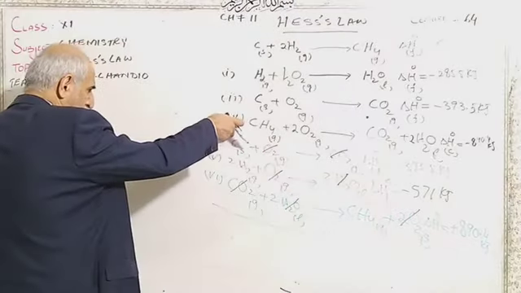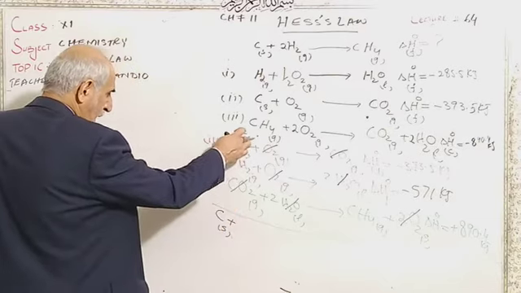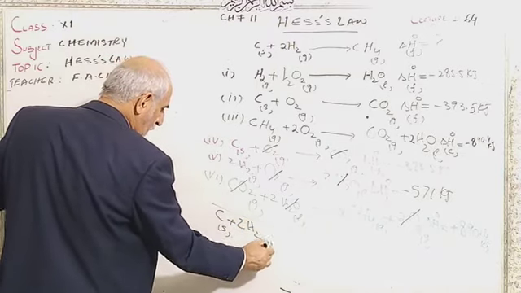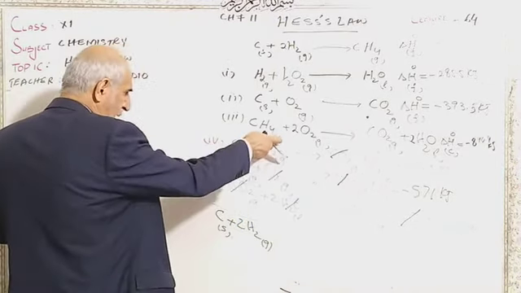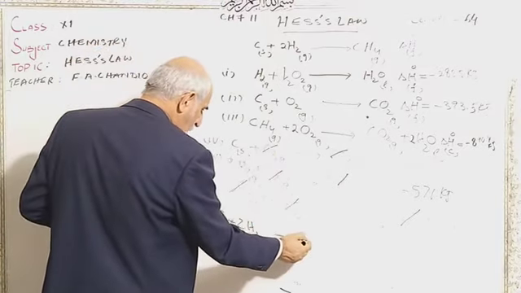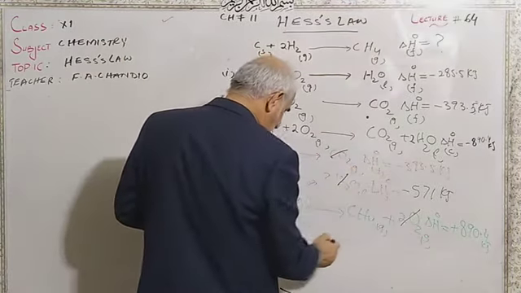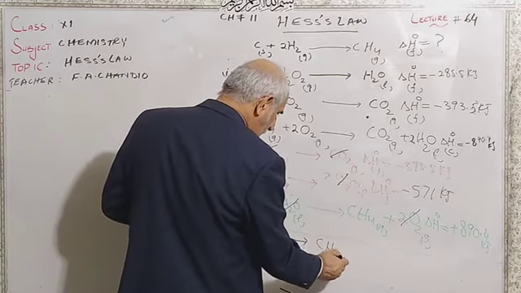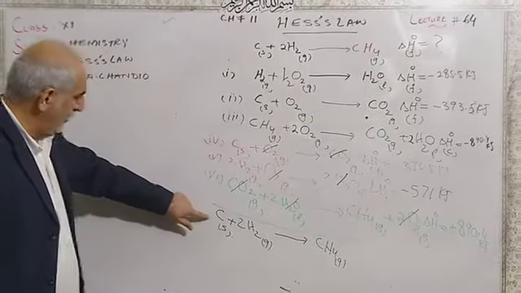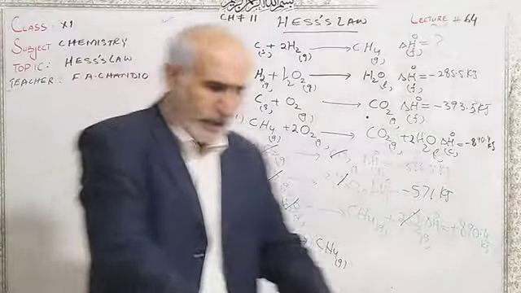So what remains behind? Carbon solid and 2 moles of hydrogen gas. And no more others: oxygen is cancelled, carbon dioxide gas is cancelled, water is cancelled. So you have methane gas. Now match this equation. This is 100% the same. Then the values.